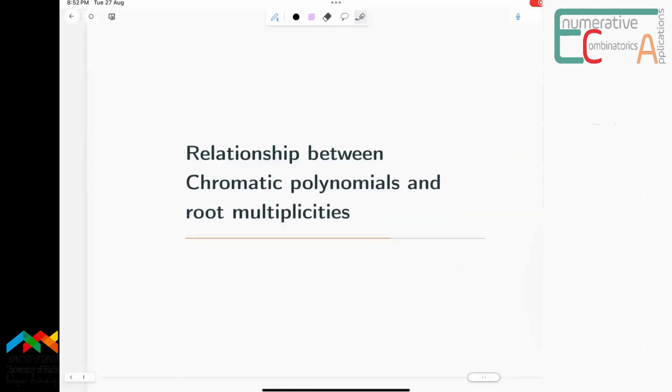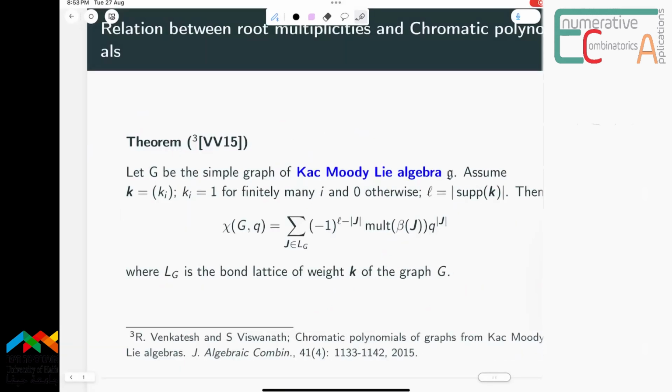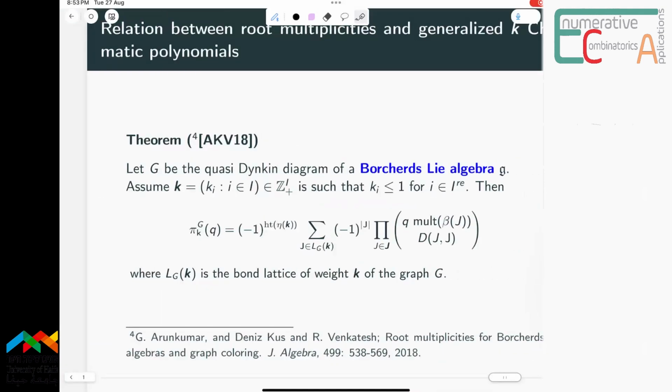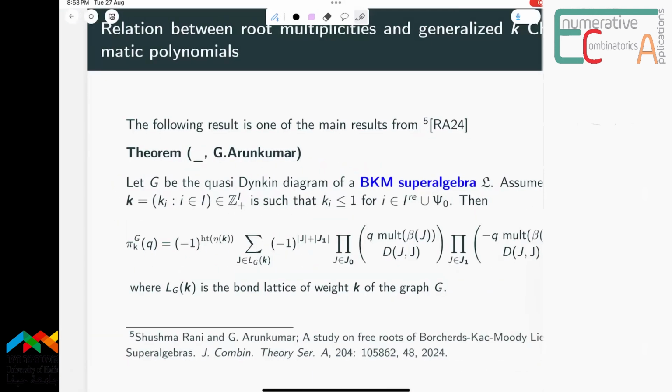Now we will give the relationship between chromatic polynomials and root multiplicities. In 2015, Venkatesh and Viswanath related chromatic polynomials with root multiplicities of Kac-Moody Lie algebras. So this gives us a relation between root multiplicities of Kac-Moody Lie algebras and chromatic polynomials. After this, in 2018, Arunkumar, Kus and Venkatesh generalized this result to Borcherds Lie algebras. For any bold K tuple, they related a generalized K chromatic polynomial with root multiplicities of these Borcherds Lie algebras. So our result is a generalization of that to Borcherds Kac-Moody Lie superalgebras.